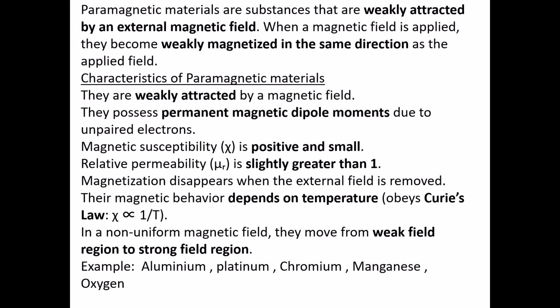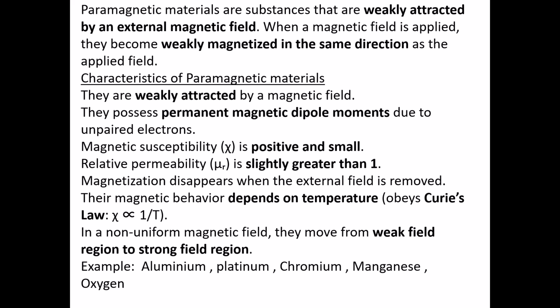The next magnetic material is paramagnetic materials or substances that are weakly attracted by an external magnetic field. When a magnetic field is applied, they become weakly magnetized in the same direction as the applied field. Characteristics of paramagnetic materials: they are weakly attracted by a magnetic field. They possess permanent magnetic dipole moments due to unpaired electrons. Magnetic susceptibility is positive and small. Relative permeability is slightly greater than 1. Magnetization disappears when the external field is removed.